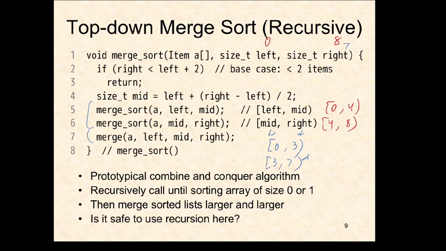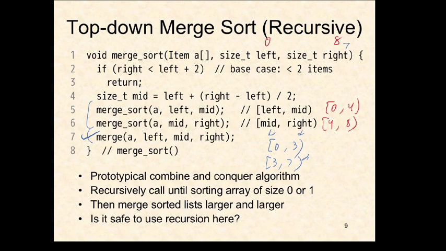Now, let's skip down to the bottom question. Is it safe to use recursion here? We have two recursive calls at lines 5 and 6. Are they tail recursive? No, they can't be tail recursive because line 7 must happen after both recursive calls have happened. So neither of our calls is tail recursive. So this thing is not tail recursive. So then to answer the question, is it safe?